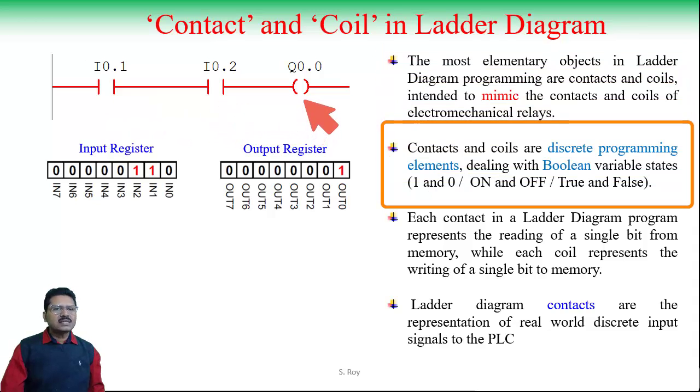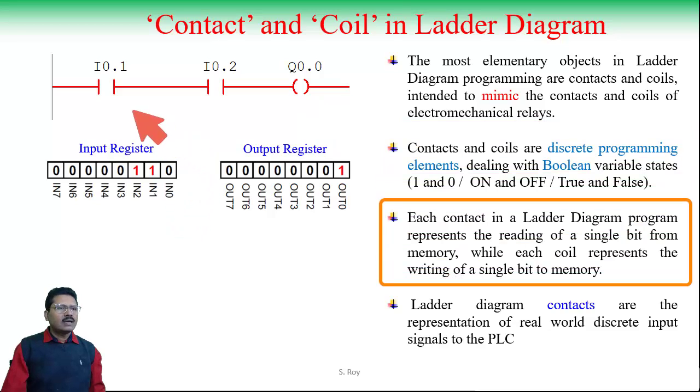Now these contacts and coils are discrete programming elements dealing with Boolean variable states, meaning either logic 0, logic 1, off or on, false or true. These are the different states. Each contact in a ladder diagram program represents reading of a single bit from the memory, whereas each coil represents writing of a single bit into the memory.